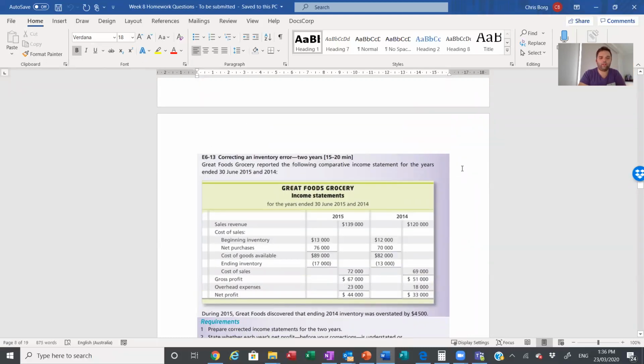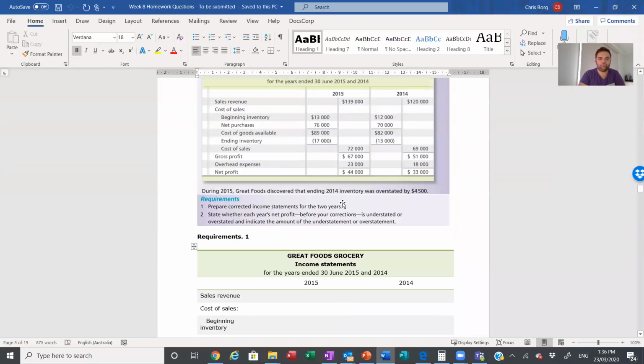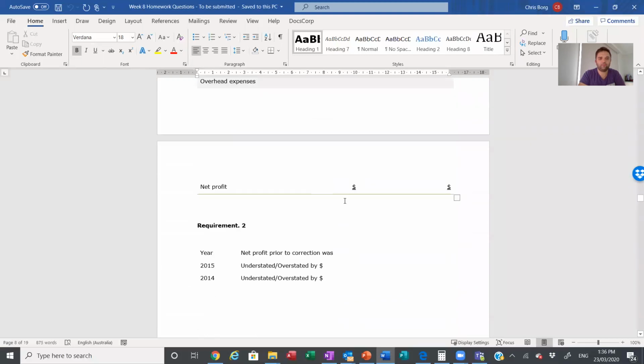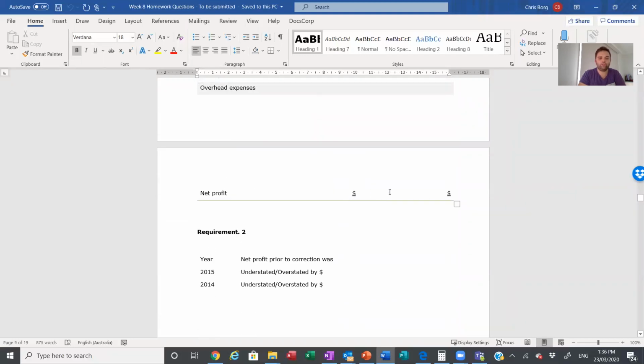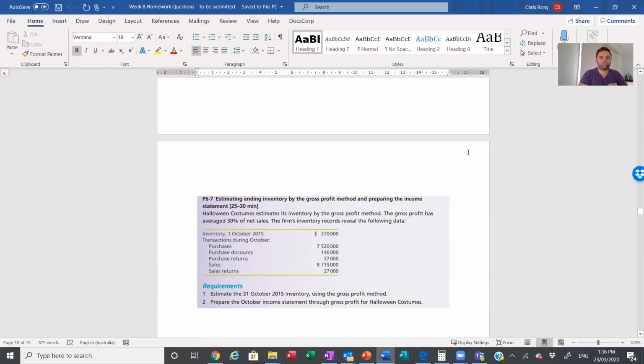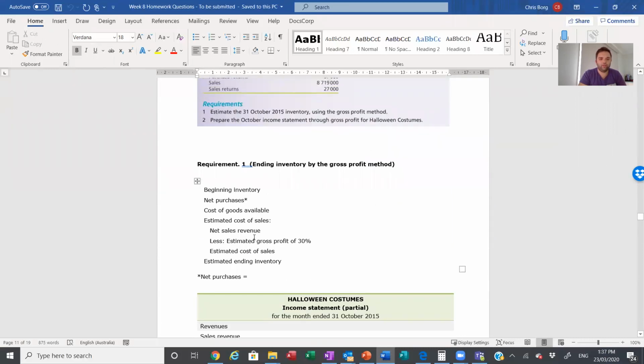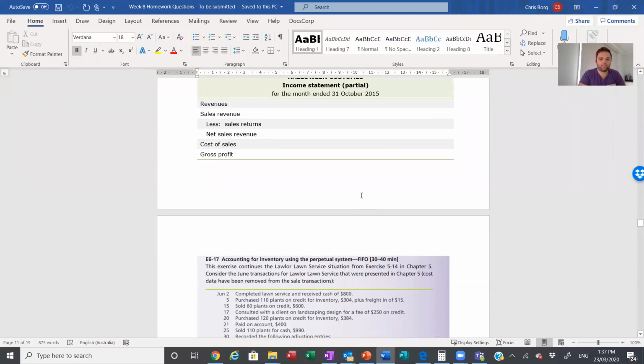We've got a question relating to correcting an inventory error over 2 years, and again needing to produce the new income statement. The requirement was, under each year, was net profit under or overstated, and by how much. We've got problem 6-7, which is estimating ending inventory by the gross profit method and preparing the income statement. First of all, you'll have to estimate using the gross profit method, for which we've given you every step, and then actually prepare the income statement.